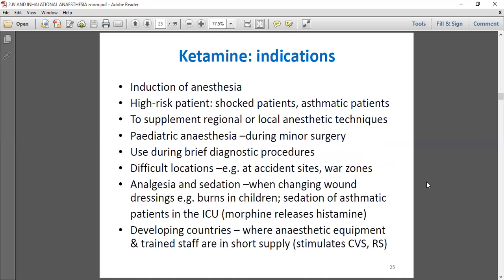So, indications: induction of anesthesia in high-risk patients, like shocked patients, asthmatic patients. Remember, if a patient is in shock, you can't give sodium thiopental, but ketamine is safe, you can give it. Also in asthmatic patients because it doesn't suppress the respiratory system. Also to supplement regional or local anesthetic techniques, in pediatric anesthesia during minor surgery, and during brief diagnostic procedures, because it will take a longer time, 15 to 30 minutes, before it wears off. But it takes 5 to 10 minutes to act. I think that's why they said it's slower acting.